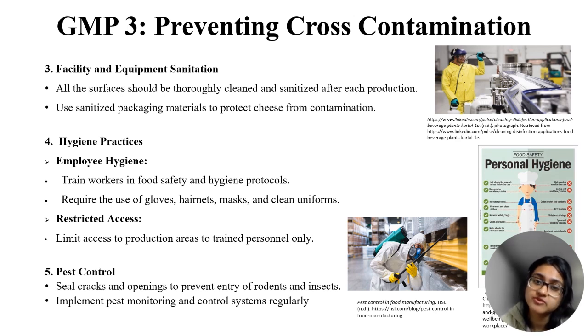Maintaining hygiene is one of the most important things we need to follow. Employees should be trained in how to maintain hygiene, how to use their equipment and protective gear, their uniforms, masks, gloves, and how to wash their hands and everything. And if there are restricted areas in the production unit, only limited people should have access to those areas, those who are wearing their PPE perfectly and are trained.